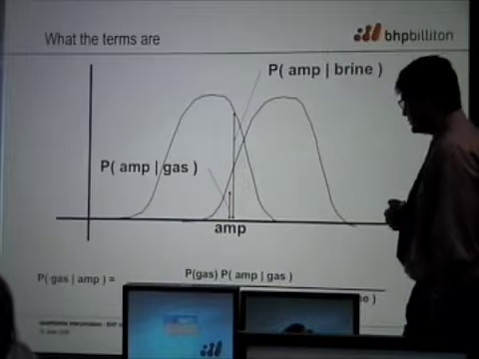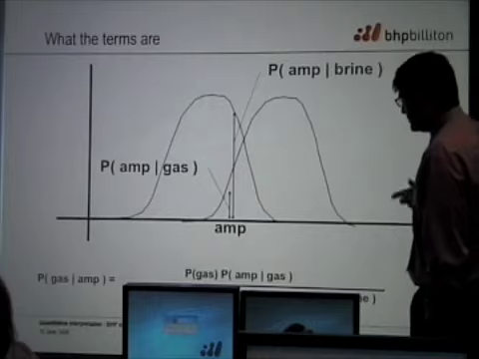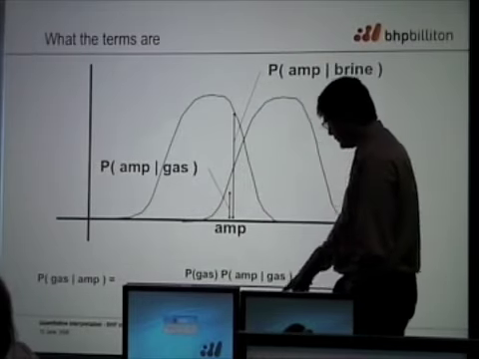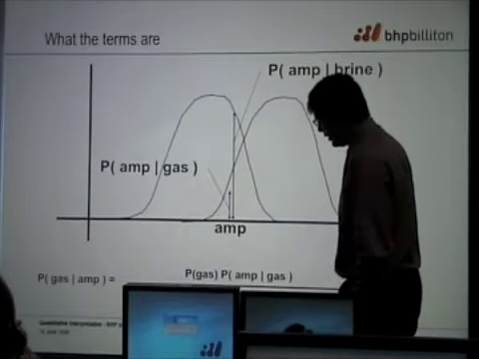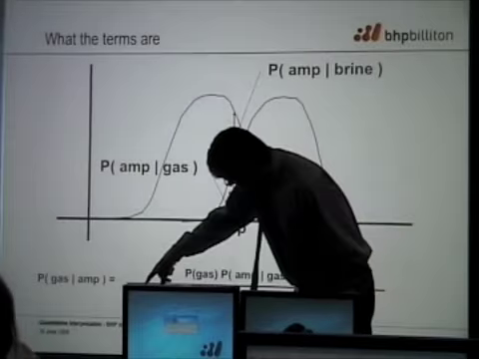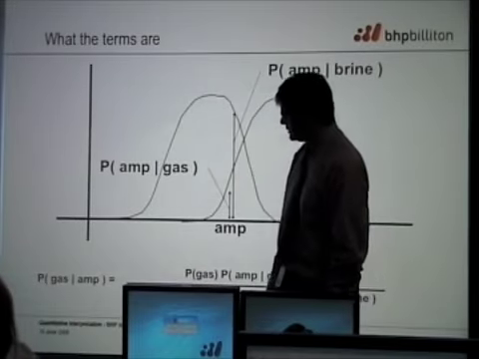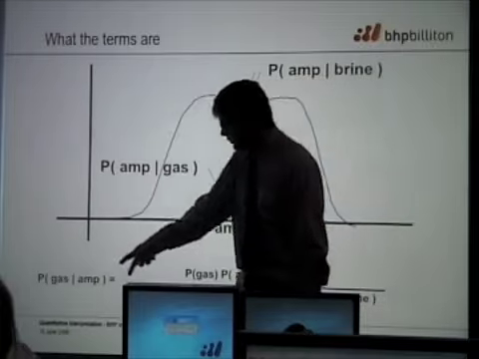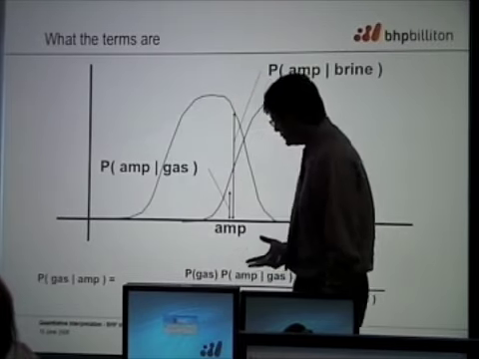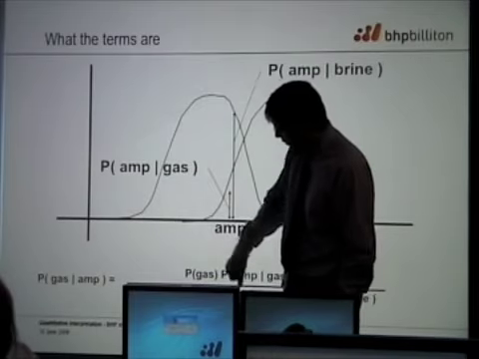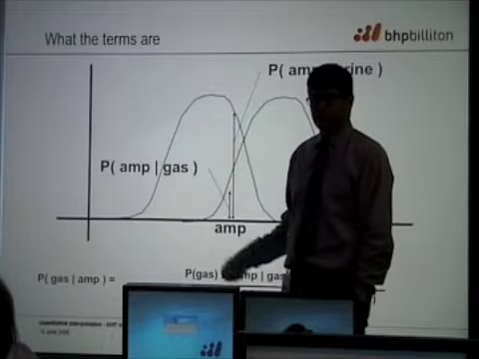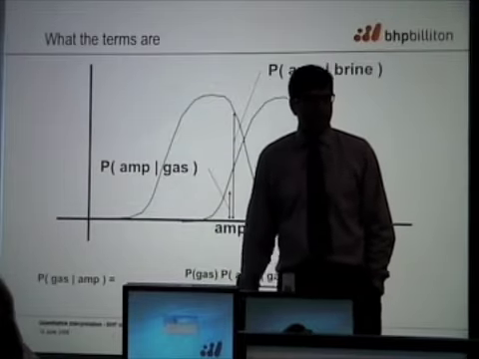One other thing, though, to note about this: if we say the probability of gas is 1 and the probability of brine is 0, okay? That means this is 0, this is 1, the numerator is the same as the denominator, and the probability of the gas is always 1, okay? So if you start off with a high prior probability of gas and have it as 1, you end up getting that as an answer coming out.